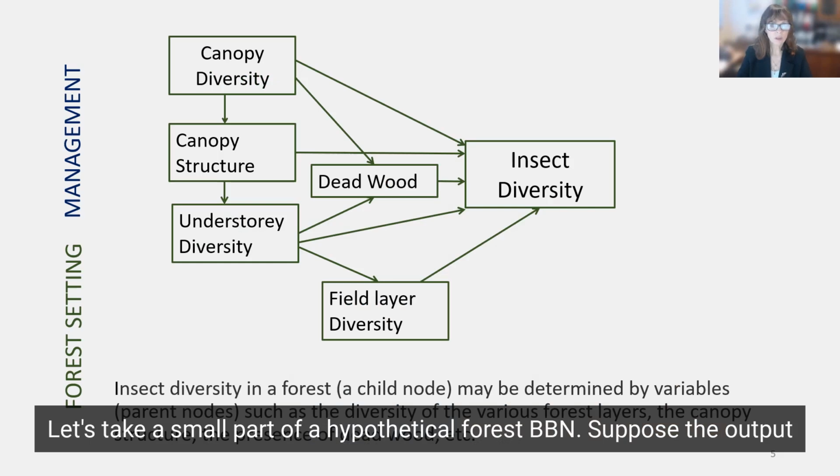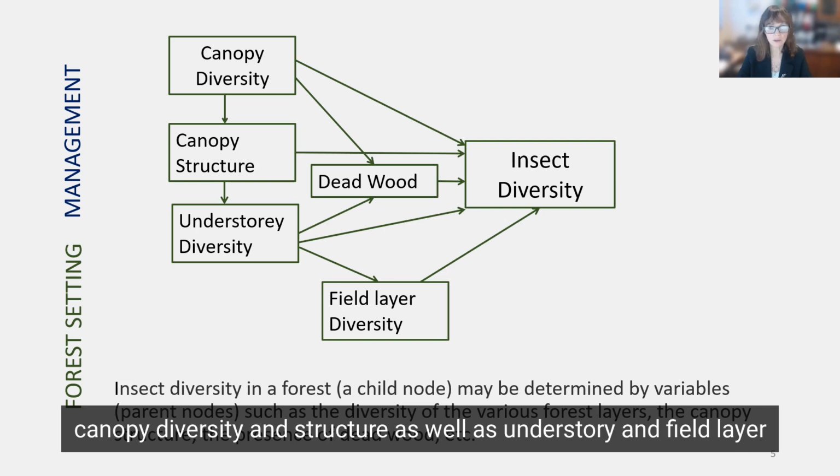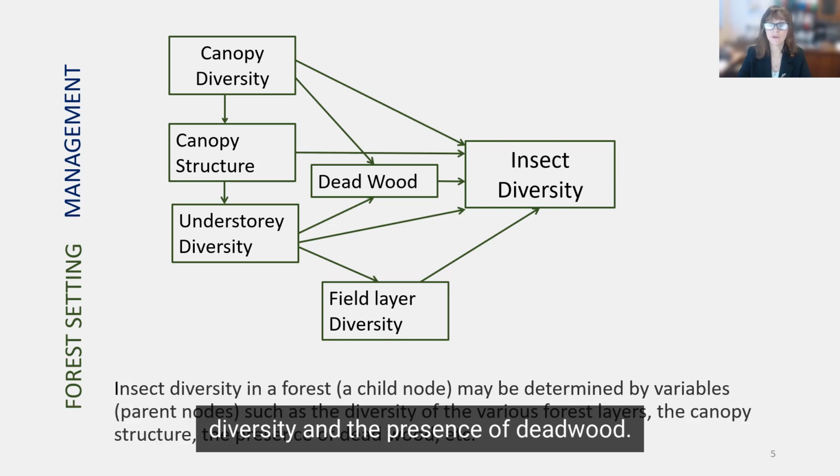Let's take a small part of a hypothetical forest BBN. Suppose the output of interest is insect biodiversity. The variables that might influence it are canopy diversity and structure, as well as understory and field layer diversity, and the presence of deadwood.